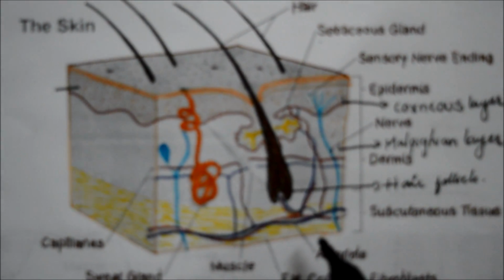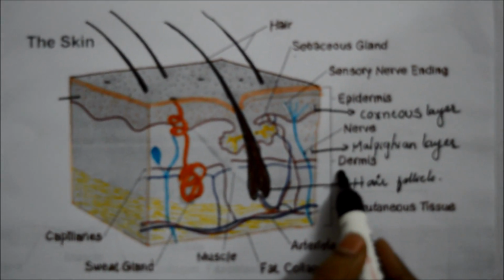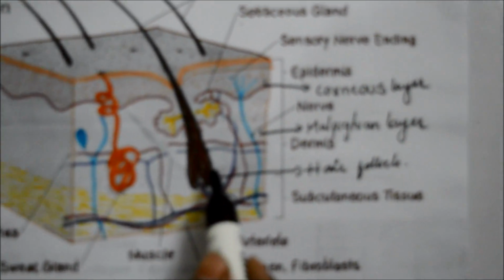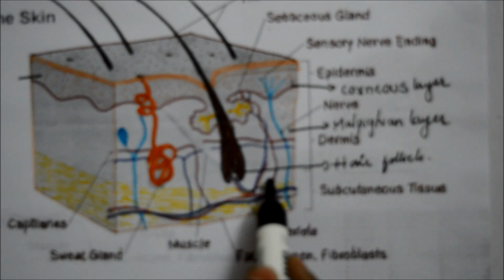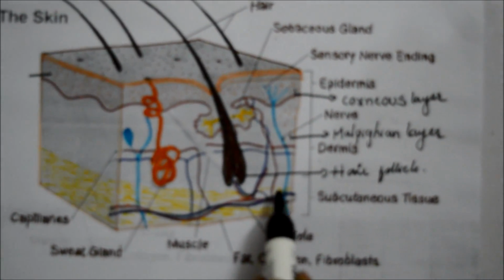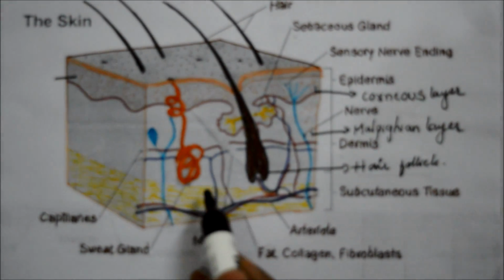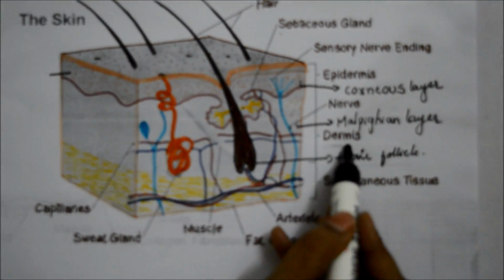In the internal part of the skin there is the dermis. This contains connective tissue and blood vessels. You may observe the blood vessels, nerve fibers, etc. And fat is also deposited in the deeper part of the dermis layer.